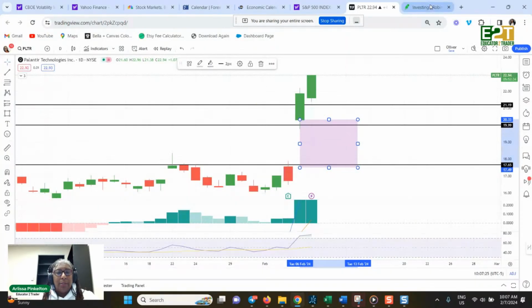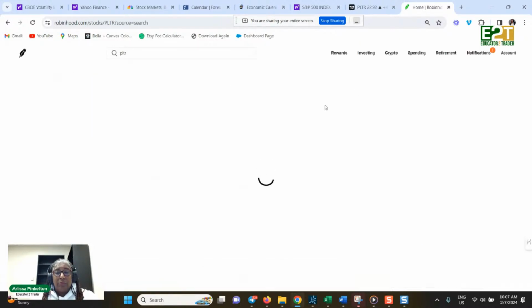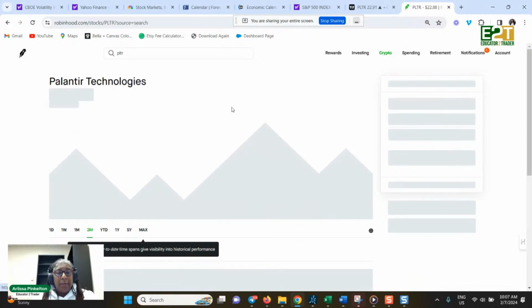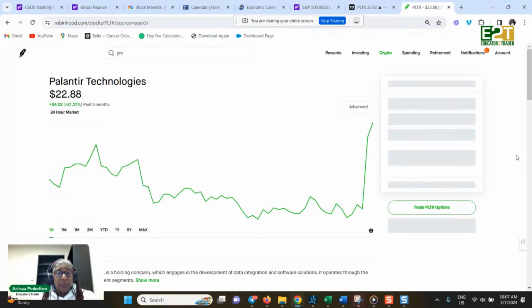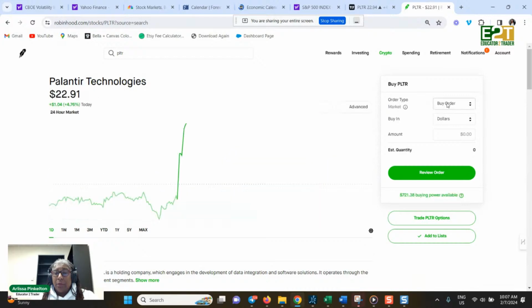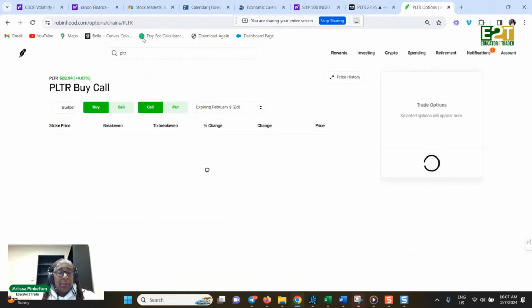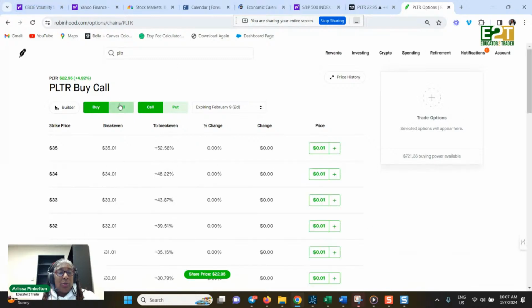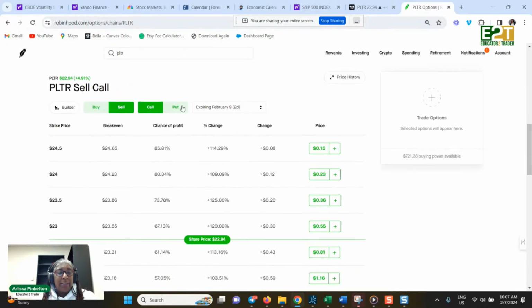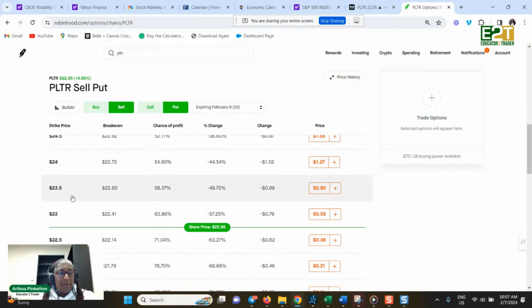21.5. Let's go back to Robinhood. We're going to go to Palantir. We're going to trade options if you're entering. We're going to sell a put credit spread. It seems to want to stay up, which is fine with me. 21.5 is what I decided.